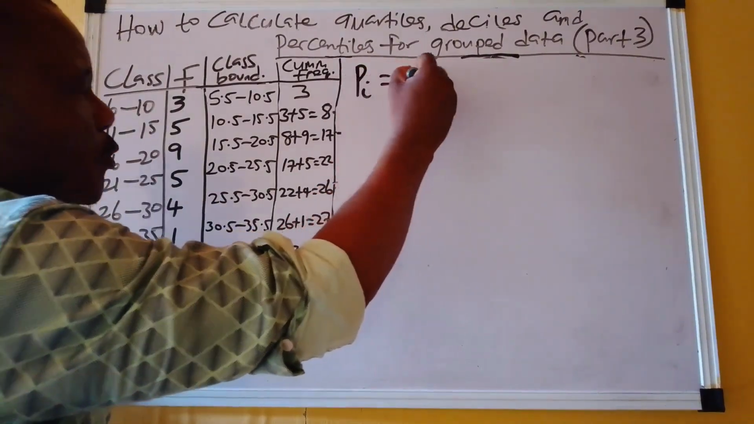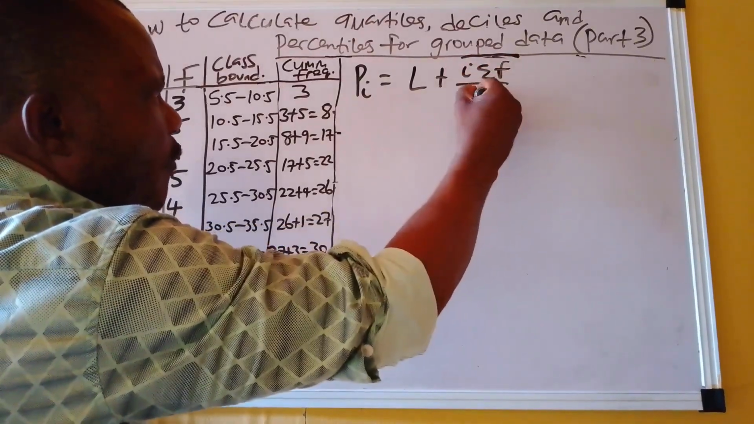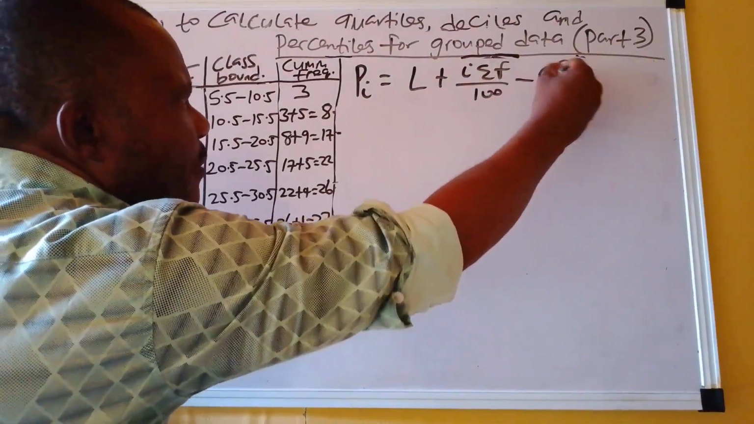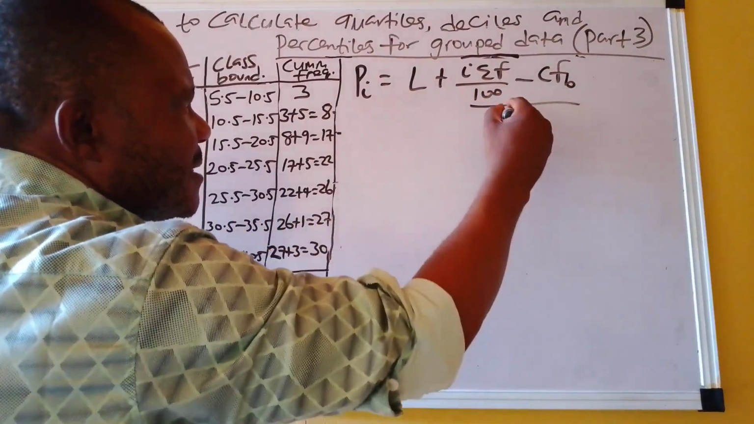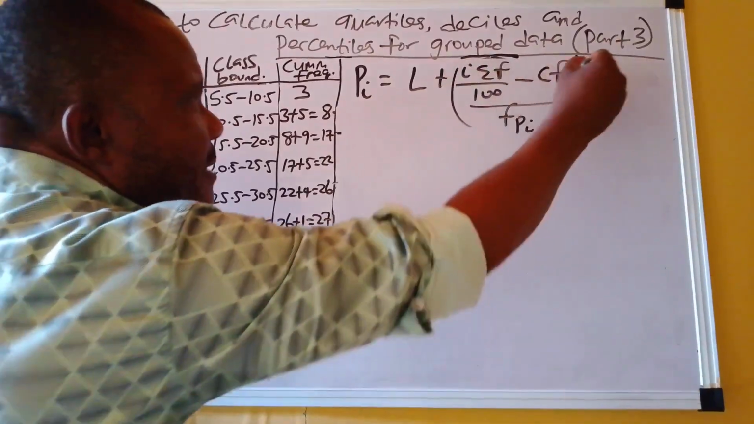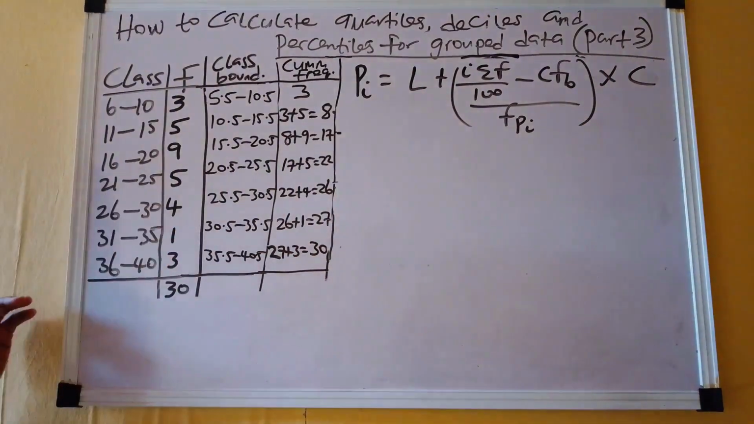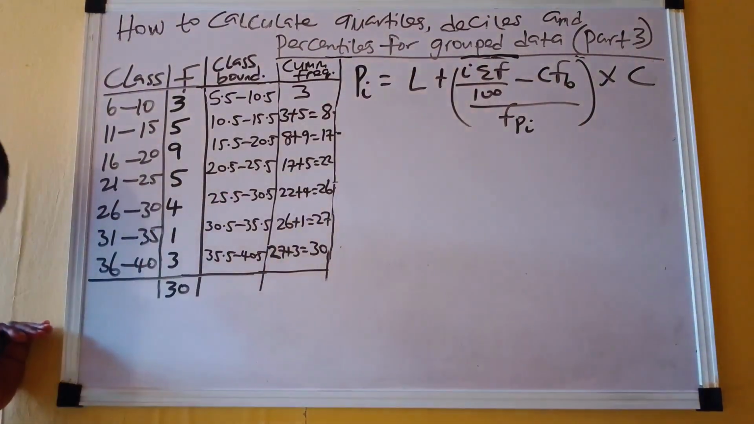Now we are looking at percentiles. Pi is equal to L plus I summation F all over 100 minus the cumulative frequency before the class, all over the frequency of the Pi percentile, times our class size. You can see percentile is sharing the data set into 100 equal parts.